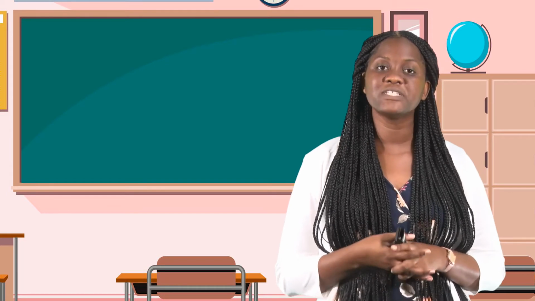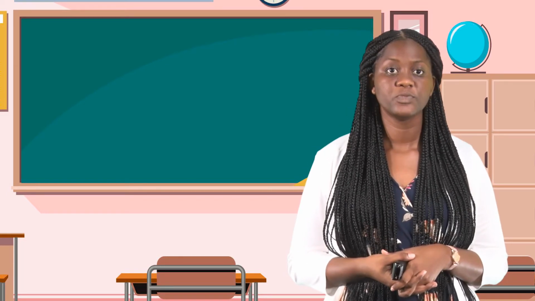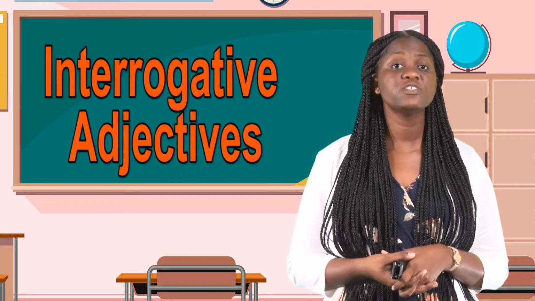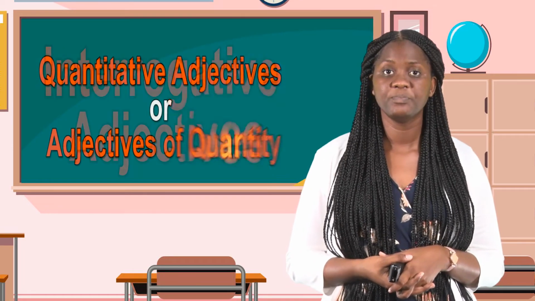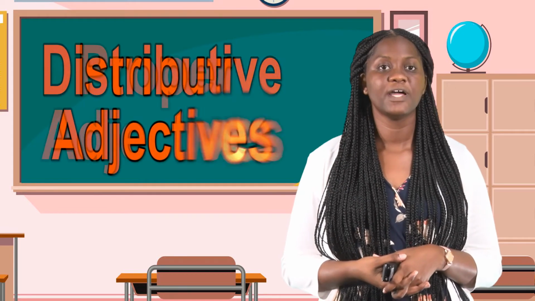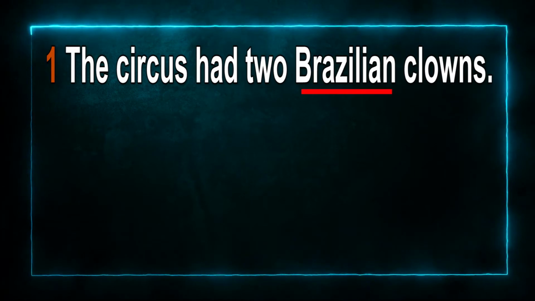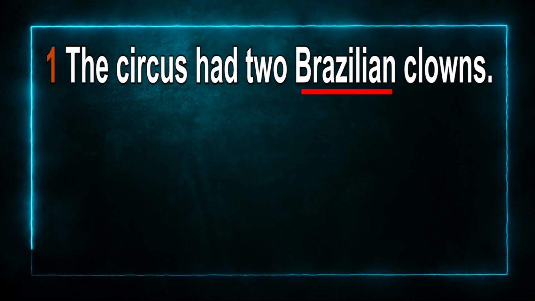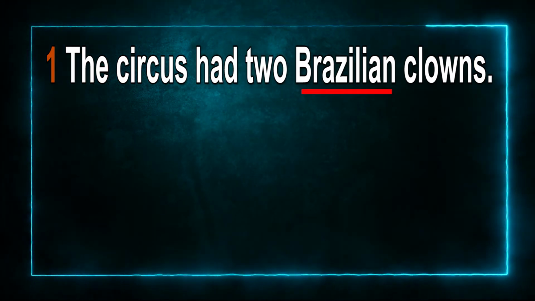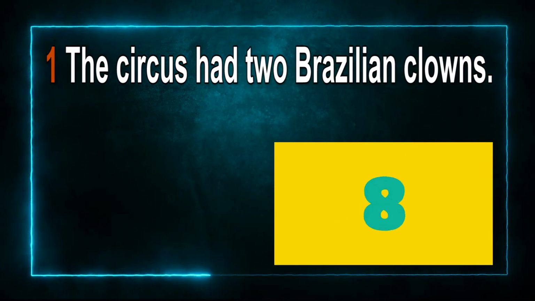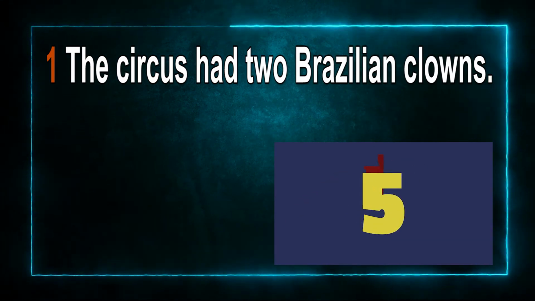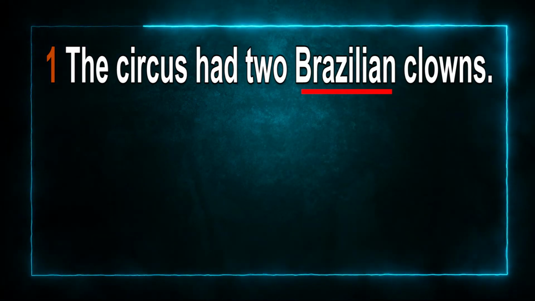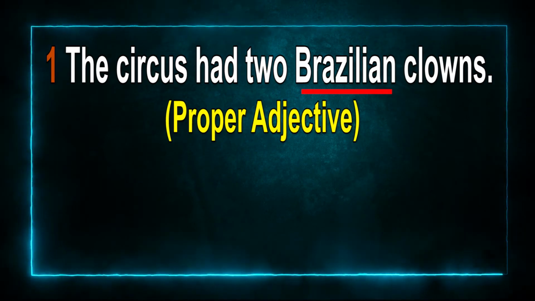Might I remind you of the types of adjectives that we have looked at? We have descriptive, possessive, demonstrative, interrogative, quantitative, indefinite, distributive, and proper. Number 1. The circus had 2 Brazilian clowns. What is the type of adjective underlined? Yes, boys and girls, Brazilian is a proper adjective. Good job.